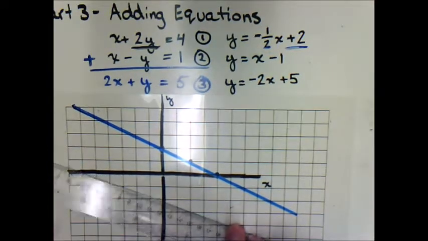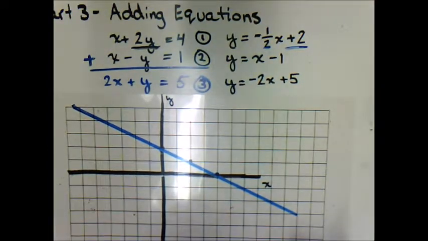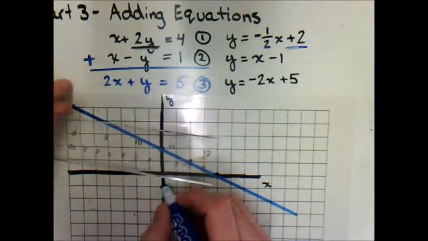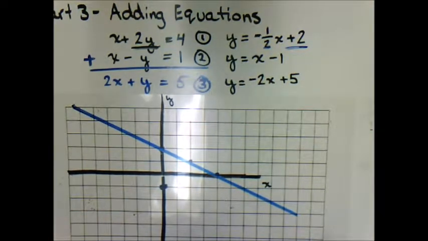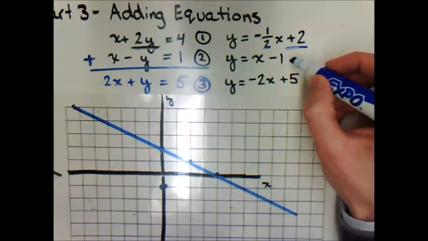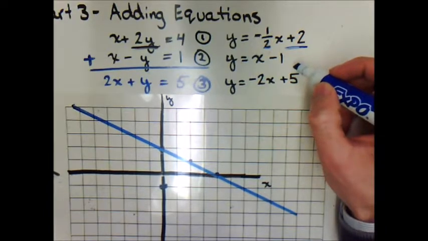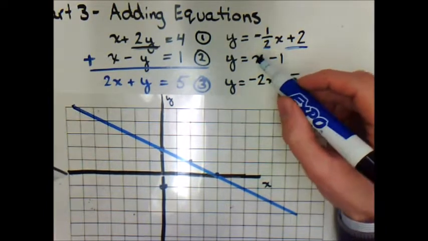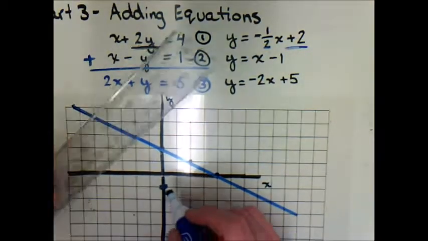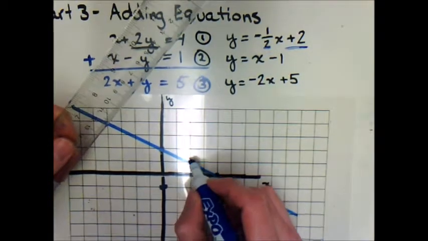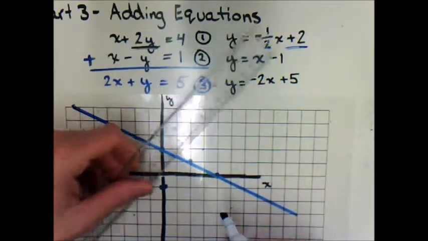Line number 1, drawn. Line number 2 has a y-intercept of -1. Equation number 2 has a slope of, what's the m in front of the x? Yep, slope of 1. So up 1 over 1, up 1 over 1, up 1 over 1.